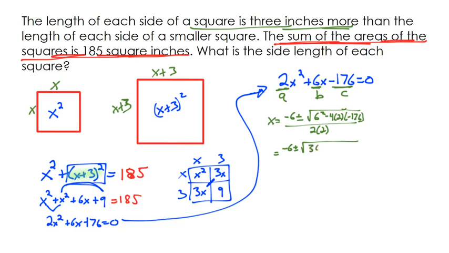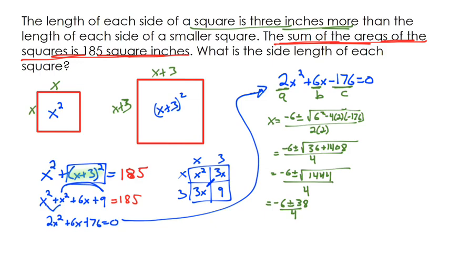6 squared is 36. When I multiply negative 4 times 2 times negative 176, you get 1408. And then one more step would simplify that discriminant, which is the number inside the radical. When I add those two numbers together, I get 1444. This problem needs to end soon because we're running out of space. Negative 6 plus or minus the square root of 1444 is just a regular 38.